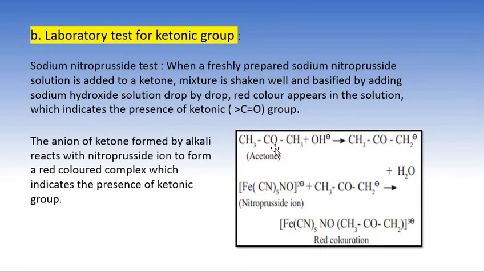Here you have taken acetone. It is added with NaOH, which provides hydroxyl ions to the solution. You get this ion, and this ion will react with the nitroprusside ion and give you the red coloration because of the formation of this complex ion.